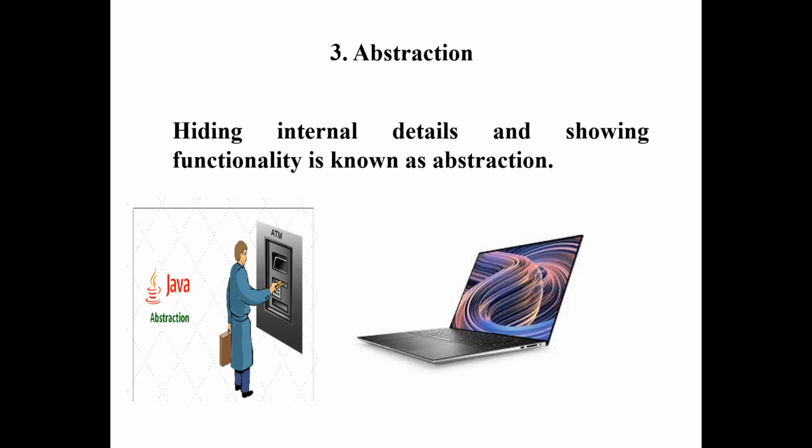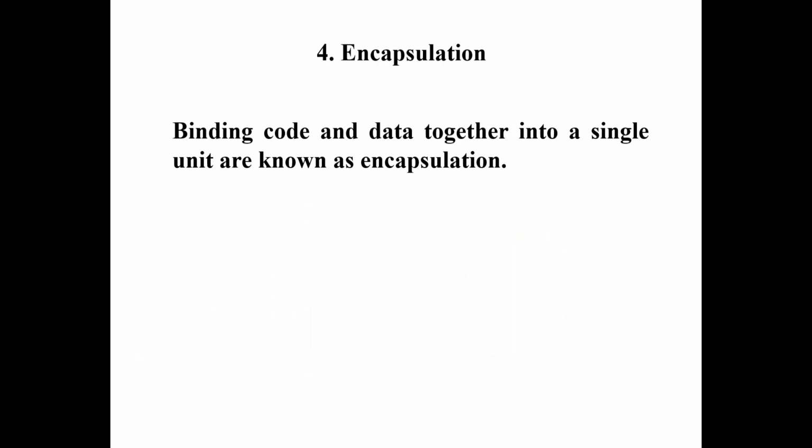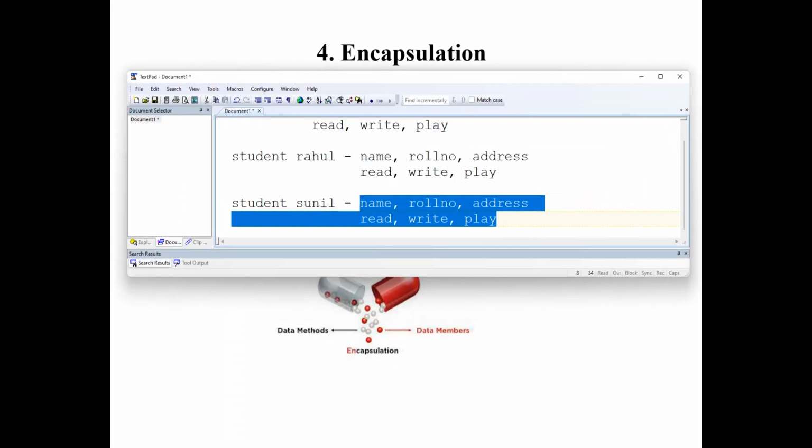Now let's move to the next one, that is encapsulation. It means that binding code and data together into a single unit is known as encapsulation. So basically encapsulation means that we need to bind the data and methods together. We have seen one concept, that is the class.